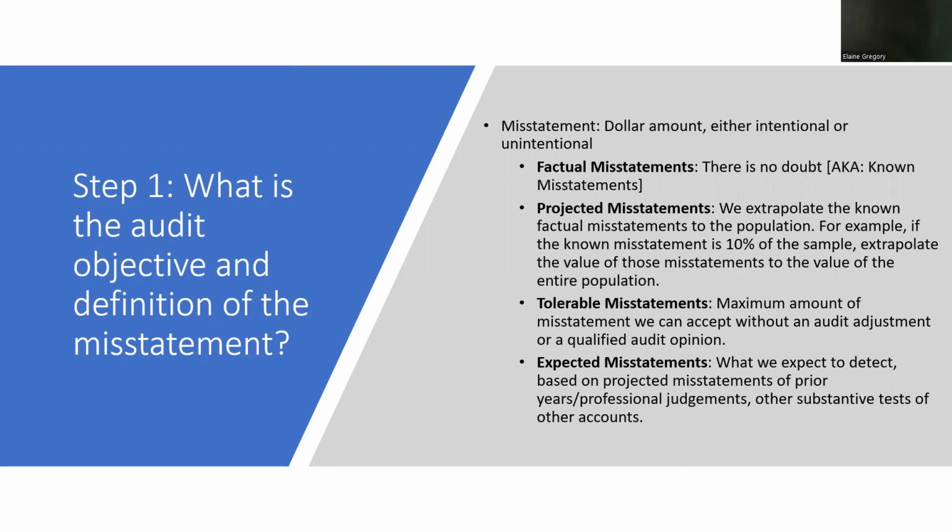Now you're going to take a look at that value and compare it to what you consider to be your misstatement value: the maximum amount of misstatement that we can accept without either an audit adjustment or qualifying our audit opinion. That comes down to what tolerable misstatements are. Anything below that extrapolation is within the tolerable level that we're going to accept, because we determined what our misstatement value is going to be, correct?